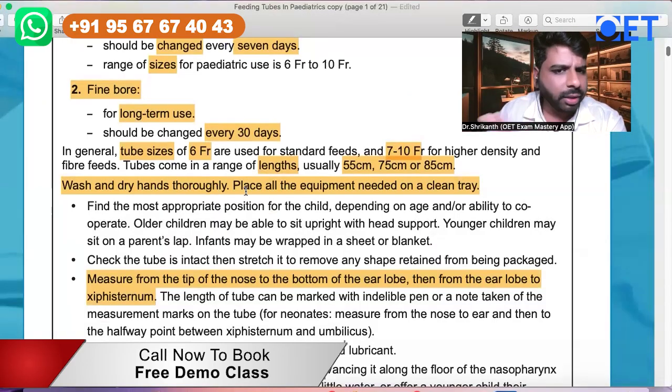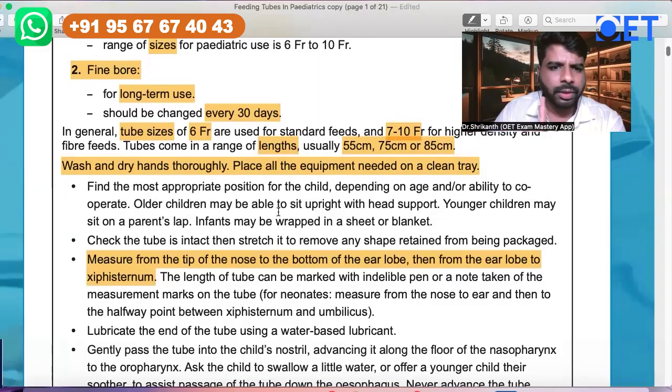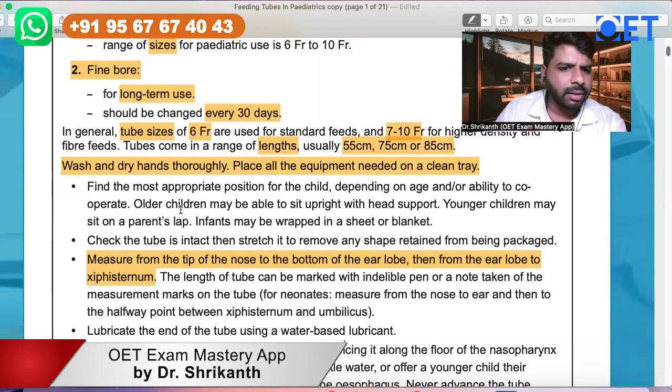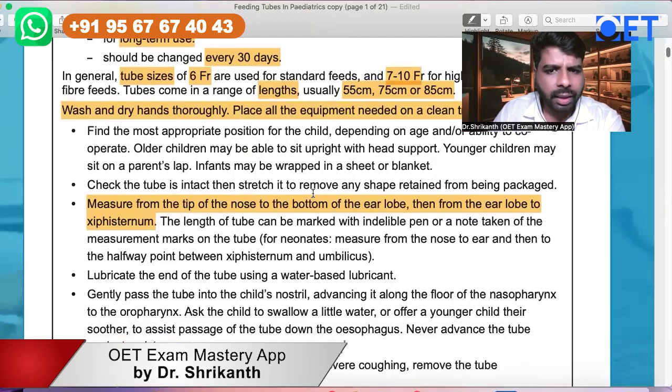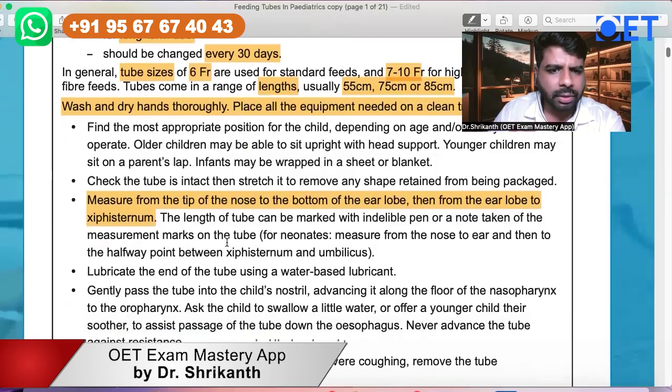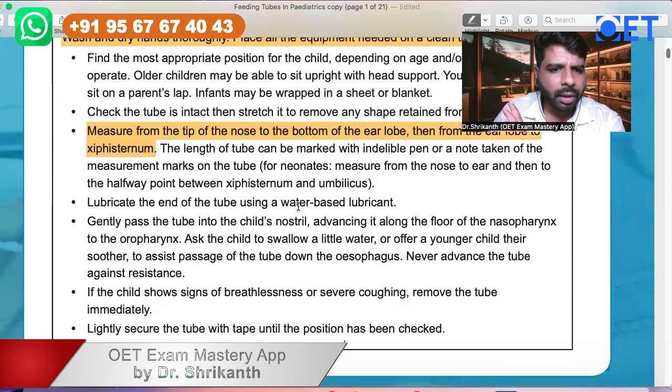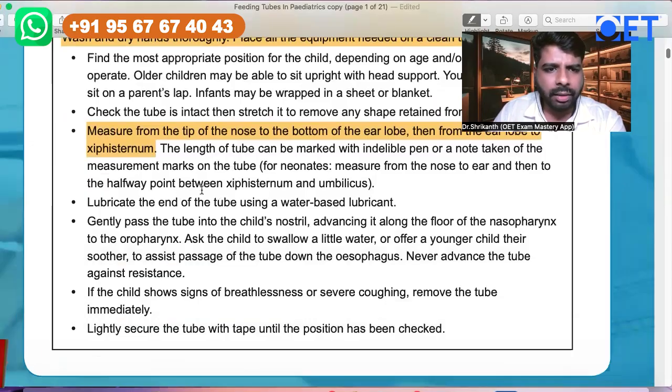Right. Okay. Wash and dry. Find the most appropriate position depending. Position. Find upright. Younger children. Infants may be wrapped in a sheet or blanket. Check the tube and then remove. Find the length of the tube. So all these things. Now you see over here.